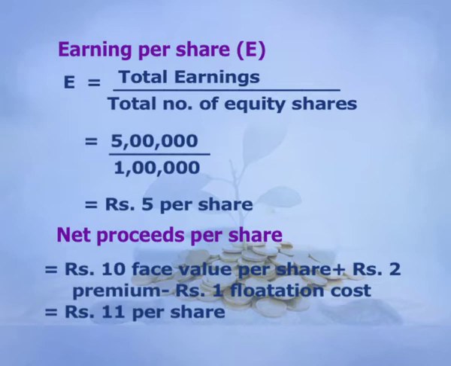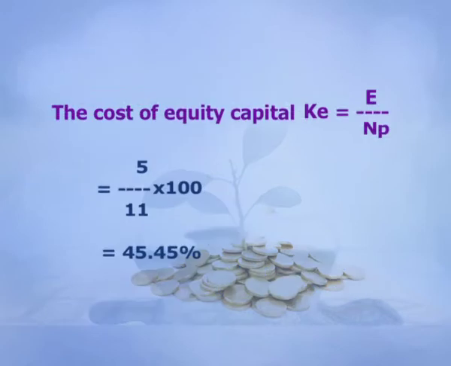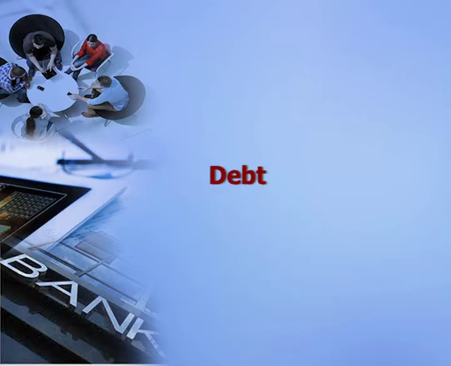Net proceeds per share, that is NP, is equal to rupees 10 face value per share plus rupees 2 premium minus rupees 1 flotation cost, which is equal to rupees 11 per share. Now, cost of equity KE is equal to 5 divided by 11 multiplied by 100, which is equal to 45.45%.